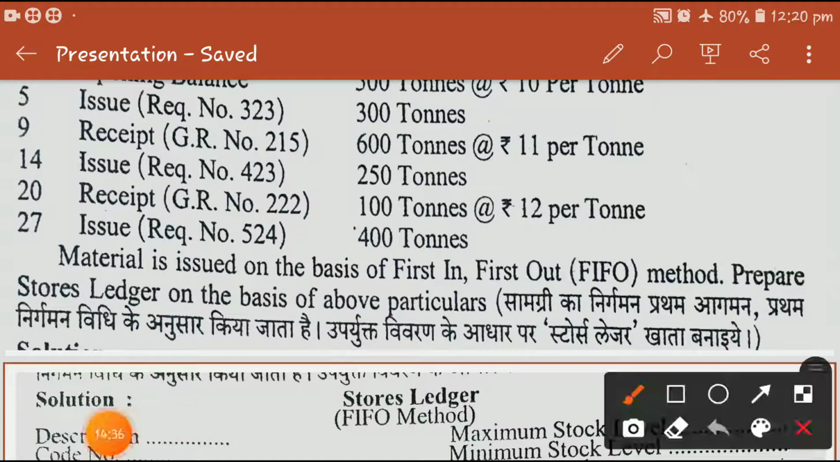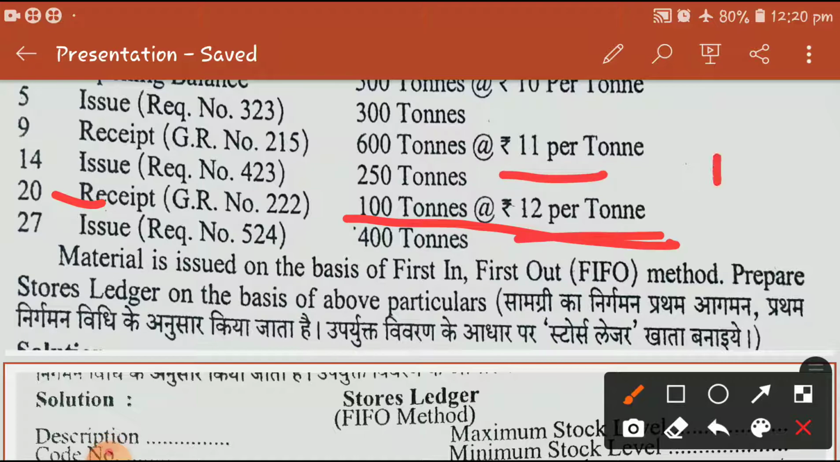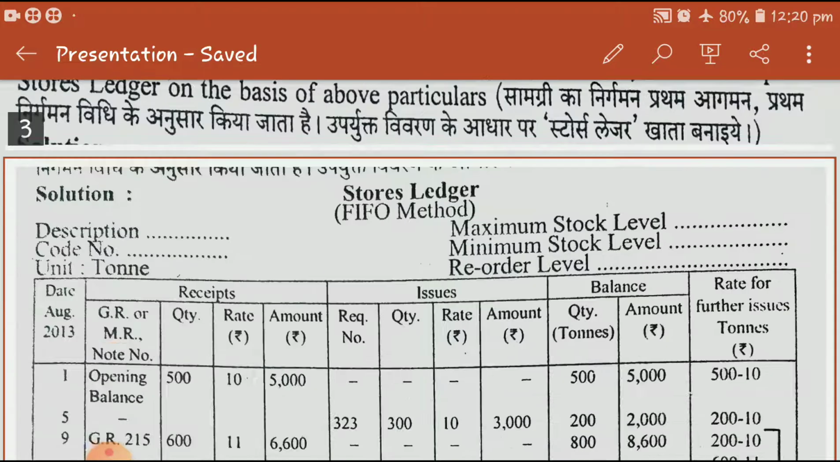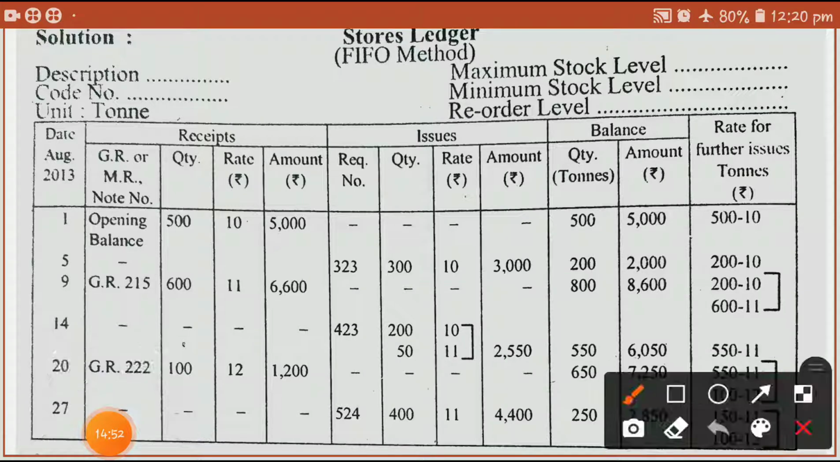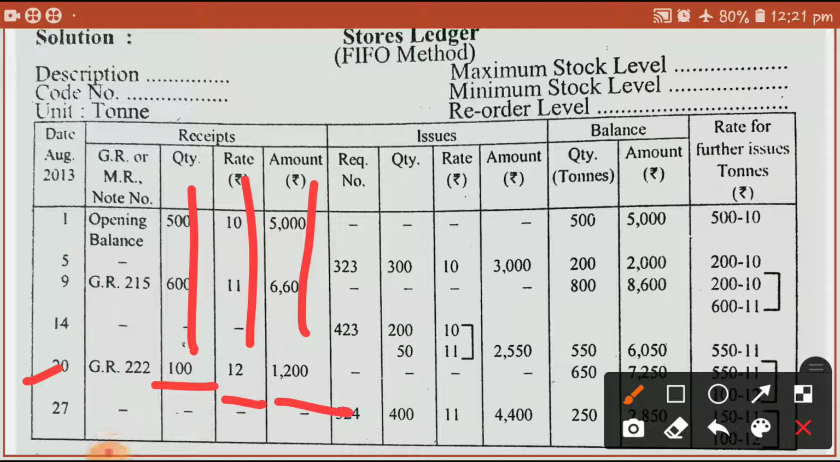On 20 we are receiving 100 tons at rate rupees 12 per ton. Now again we have stock of two different rates, one is of 11 and one is of 12. Now the stock of 10 rupees is finished. So we have to mention this on the receipt side. Day 20, here we are receiving quantity 100, rate is 12, total is 1200. Now the issue side will be kept blank because we don't have any issues on this date.